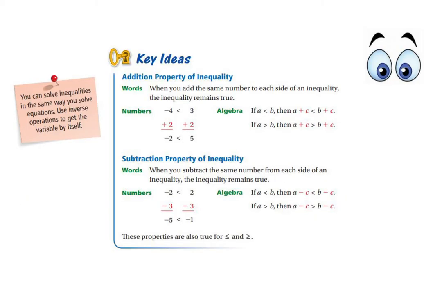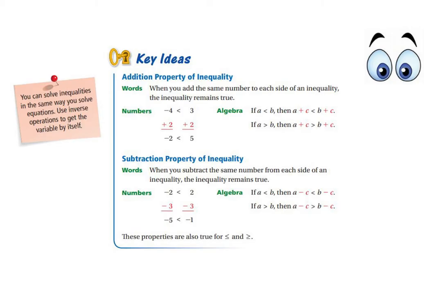Our key ideas are the addition and subtraction property of inequalities. You can solve inequalities the same way you solve equations. Use inverse operations to get the variable by itself. So it's important to note here that this is no different than lessons 1, 2, and 3. You're just going to be applying the addition property of equalities as you would have in the past. When you add the same number to each side of an inequality, the inequality remains true.